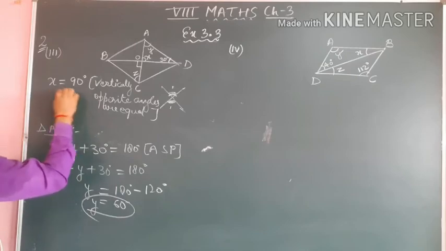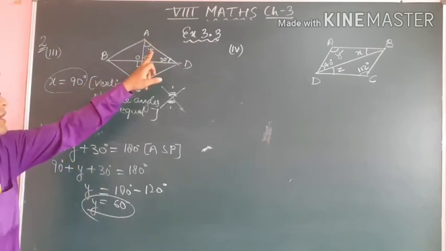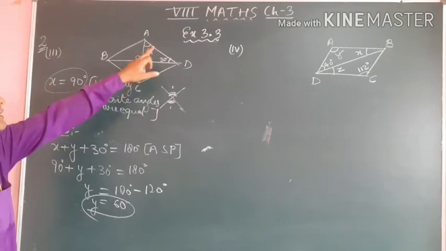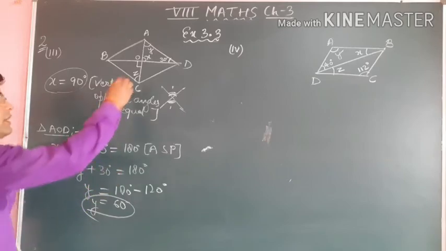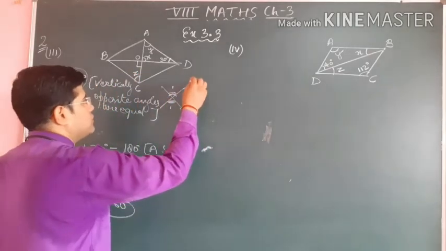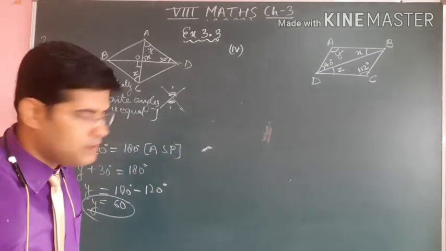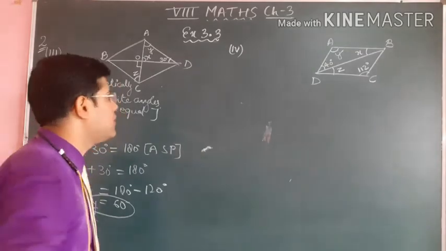So the two angles we have found: x and y. y is 60 and x is 90. Now talk about z. Here is z. For z, which property do we use? Here I want to write the figure of vertically opposite angles, because here I am going to solve the third part.